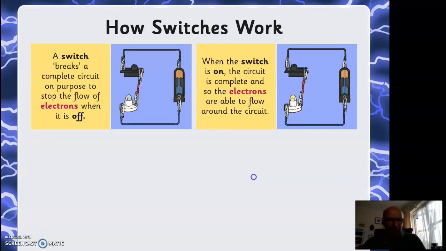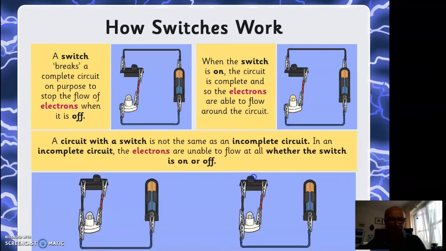Now, a switch breaks a complete circuit on purpose to stop the flow of electrons when it is off. When the switch is on, the circuit is complete again, and so the electrons are able to flow around the circuit. So remember, a circuit with a switch is not the same as an incomplete circuit. In an incomplete circuit, the electrons are unable to flow at all, whether the switch is on or off. So if you look at those two illustrations they've given you, they're not complete circuits because the wires aren't going back to the battery. And so as a result, no matter what you do with the switch, it's not going to make any difference to the light bulb.